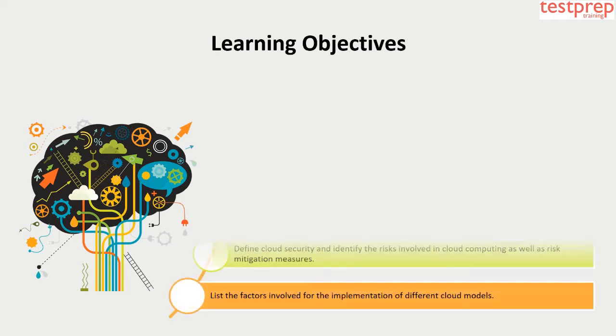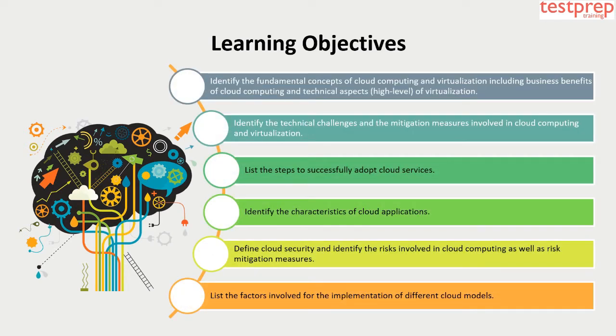Learning objectives. 1. Identify the fundamental concepts of cloud computing and virtualization, including business benefits of cloud computing and technical aspects, high level, of virtualization. 2. Identify the technical challenges and the mitigation measures involved in cloud computing and virtualization. 3. List the steps to successfully adopt cloud services. 4. Identify the characteristics of cloud applications. 5. Define cloud security and identify the risks involved in cloud computing, as well as risk mitigation measures. 6. List the factors involved for the implementation of different cloud models.